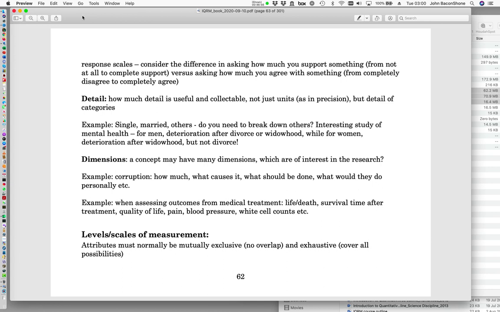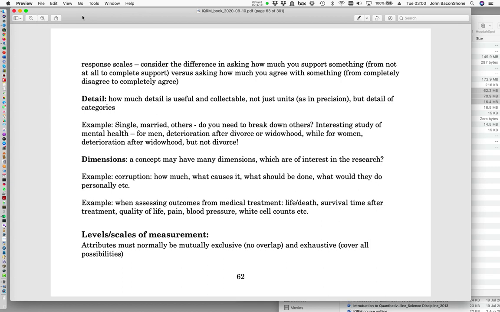Okay, levels and scales of measurement. So we're going to start out with very basic levels and scales of measurements. We're going to assume that there's one and only one response. So that's what we call mutually exclusive and exhaustive. Mutually exclusive means no overlap between our responses.